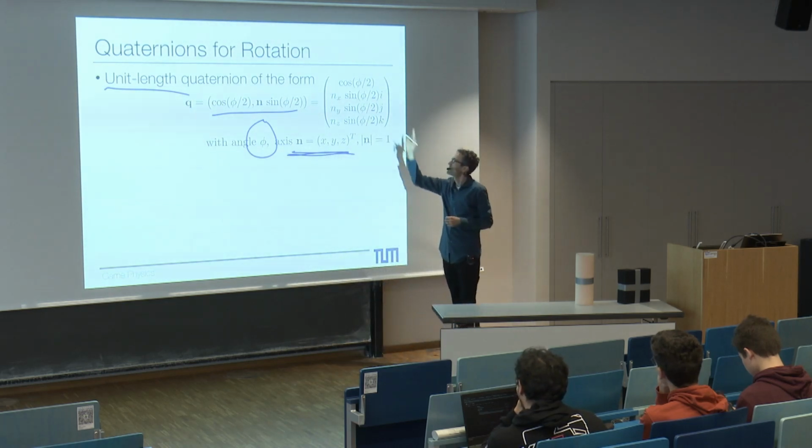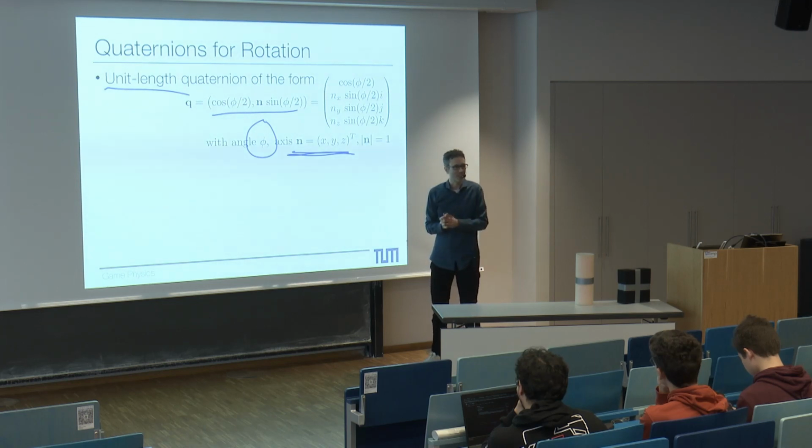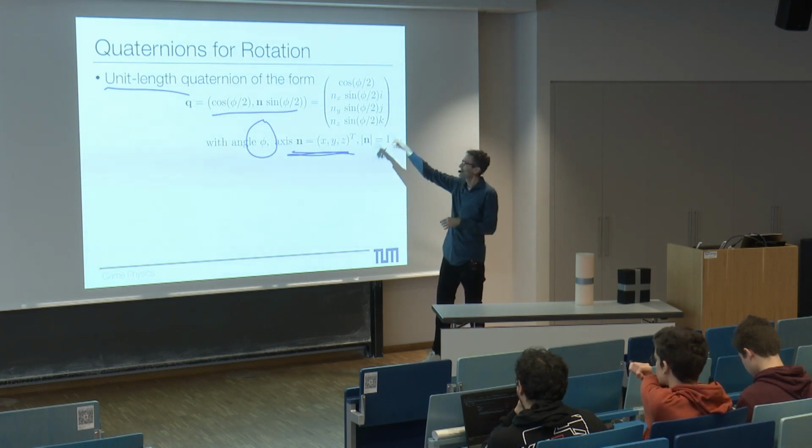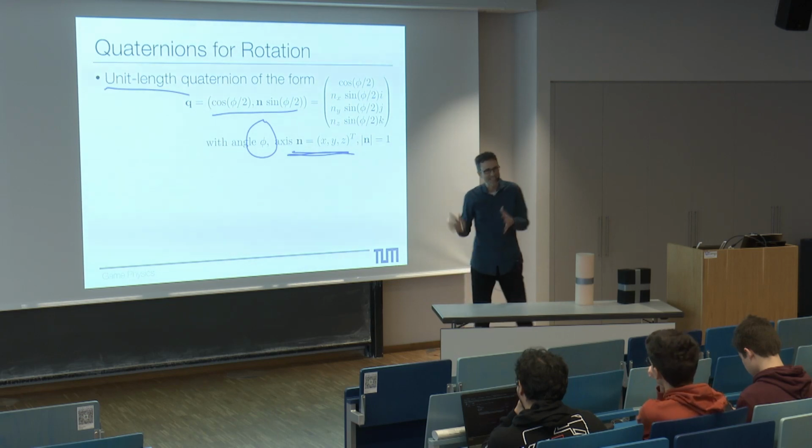And here you have the whole construction written out. So it's cosine, plus sine times the normal vector. And this is the quaternion we need.